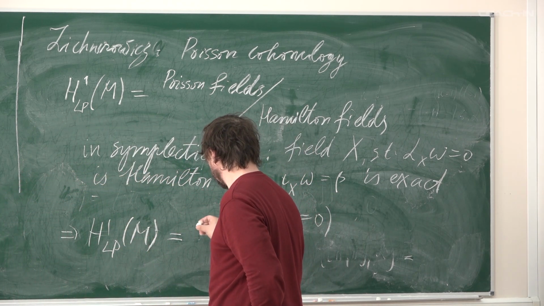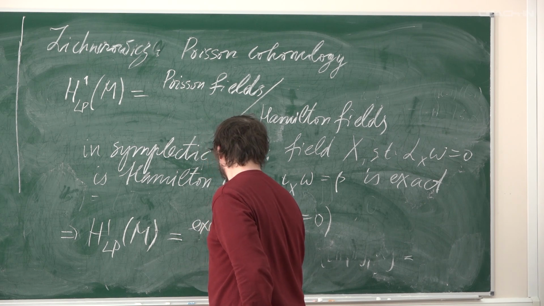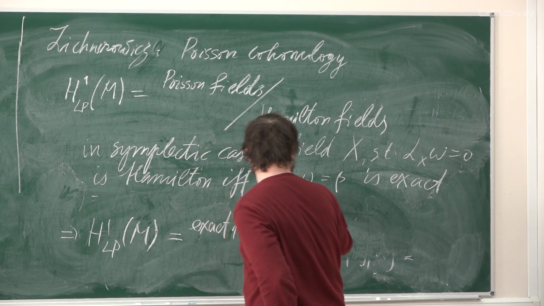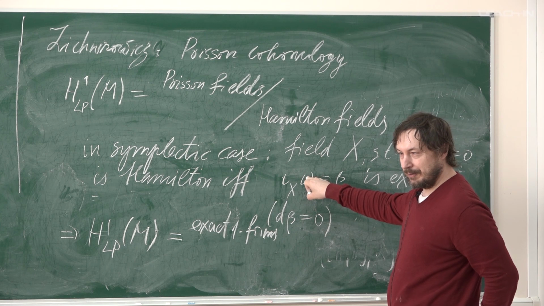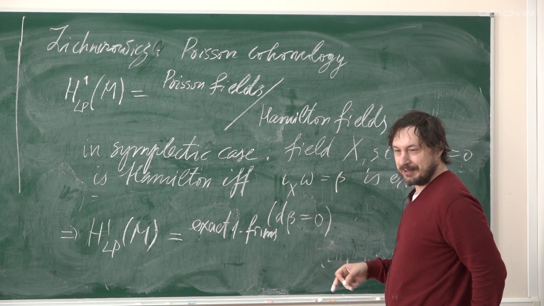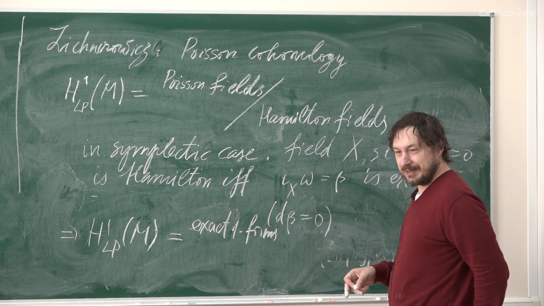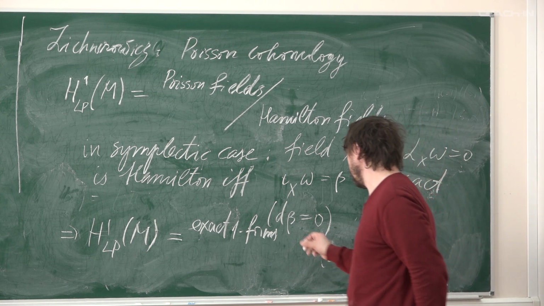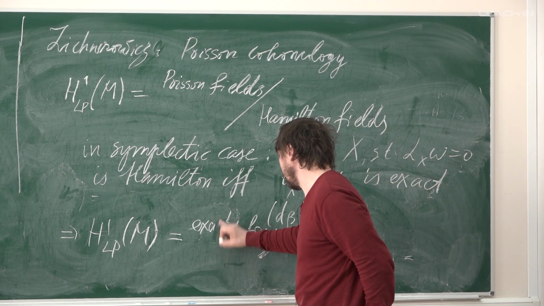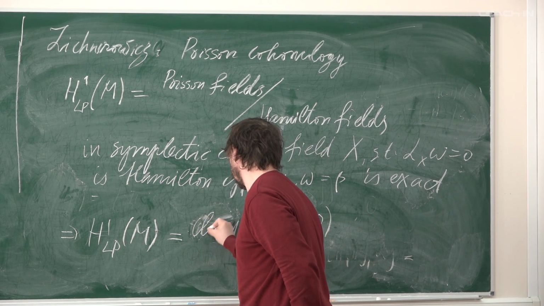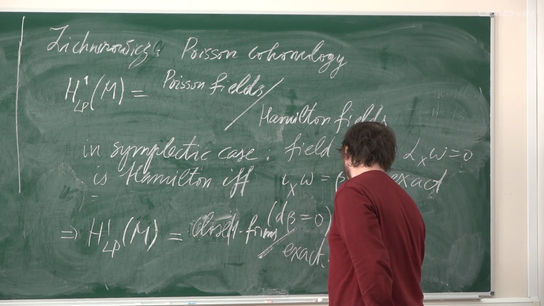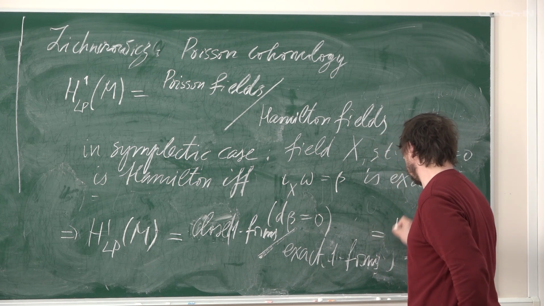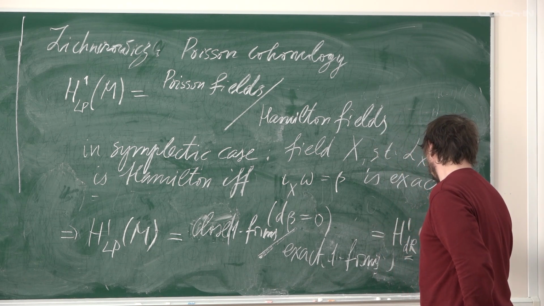We take the space of all closed one-forms, because when we take beta with d beta equal to 0 and raise its indices with respect to omega, we get, of course, some Poisson field. You remember, we discussed this at our previous seminar meeting. Divided by the exact one-forms. So what we have is just H1 de Rham of M.